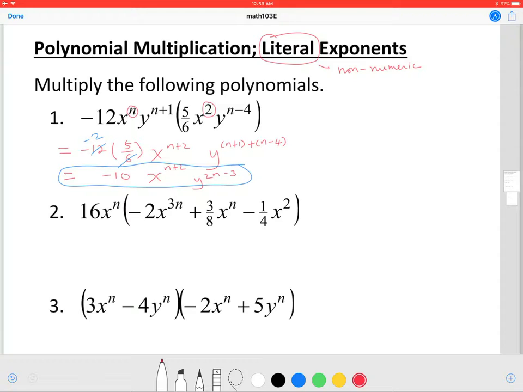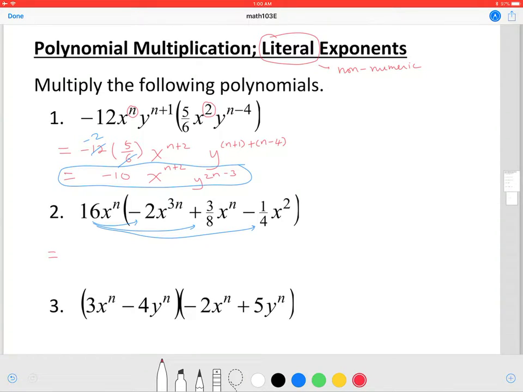Okay, let's go to number 2. Number 2, now we have 16x to the n. That's the monomial multiplying the trinomial in the parentheses. So like a regular polynomial, this is going to be distributed. So I'm going to take 16x to the n multiplied to each of the 3 terms. All right, let's see what we get.